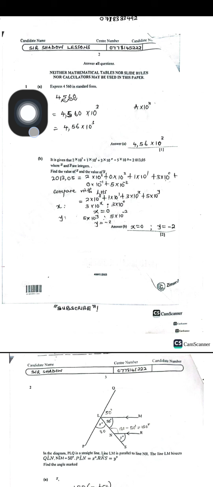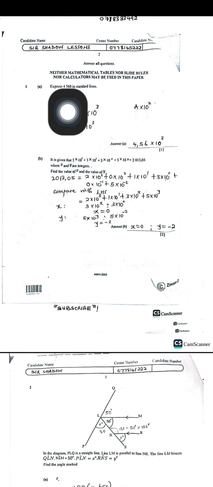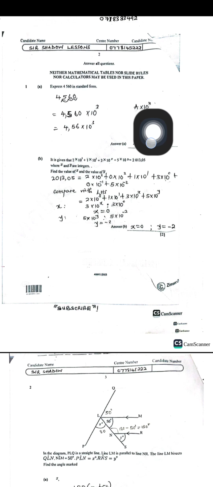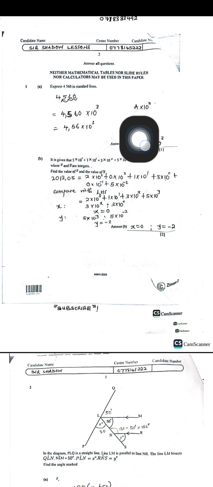So we are given question number 1A: express 4560 in standard form. Just remember, a standard form is always written in the form a times 10 to the power n, whereby a is just a value which is found between 1 and 9 inclusive. It might be 1.1, 1.2, or 2.1, 2.2, up to 9.9, right?